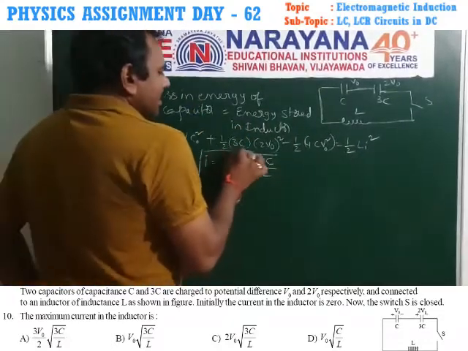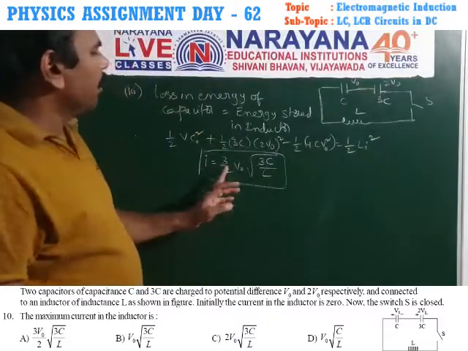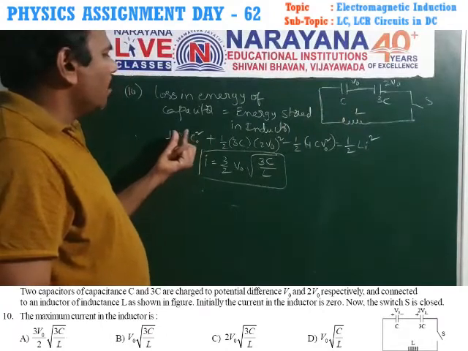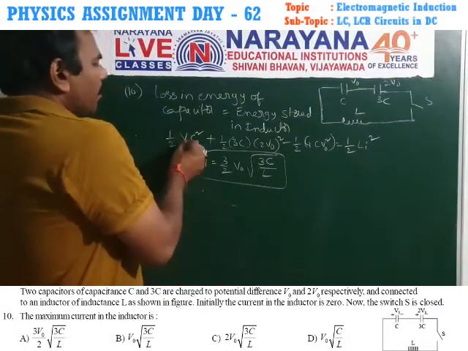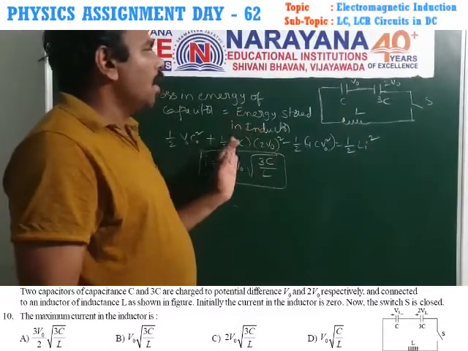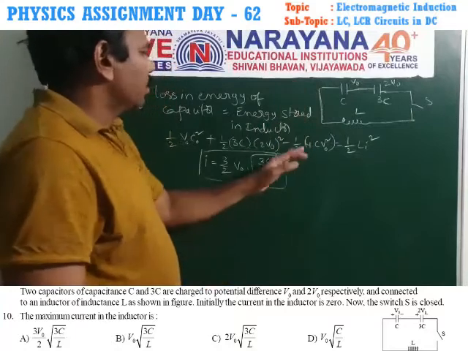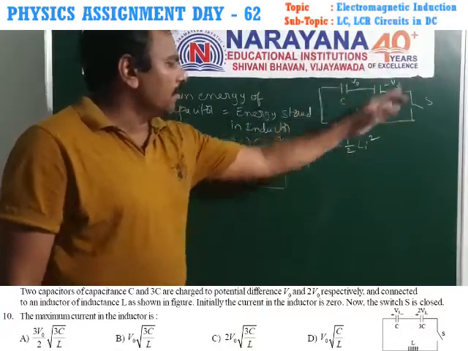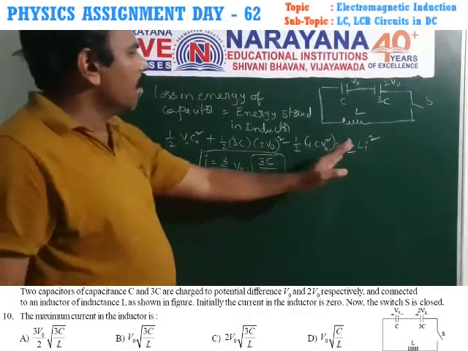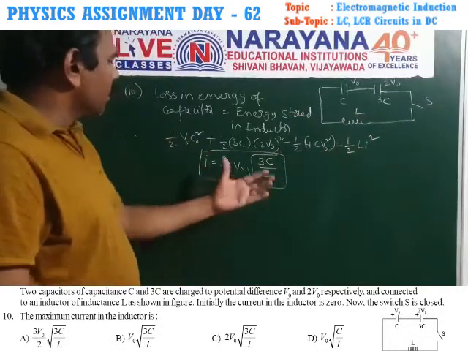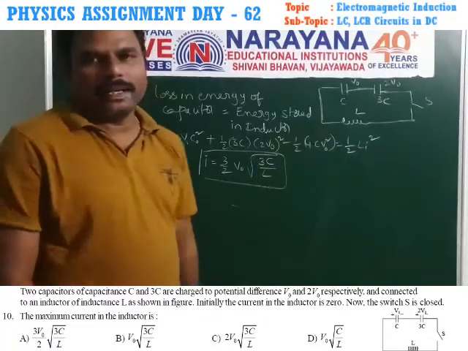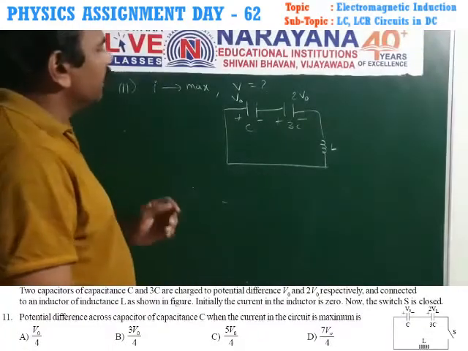So by calculating this, current I is equal to 3 by 2 into. Here energy is stored in the first capacitor, half C V0 square, plus half 3C into 2V0 square, minus, after the loss, 1 by 2 into 4C V0 square, is equal to half Li square. So using this, I is equal to 3 by 2 V0 into root over 3C by L. That is in the 11th sum.